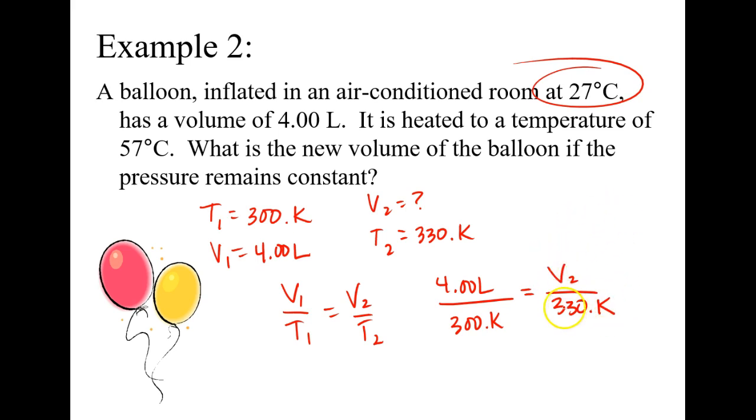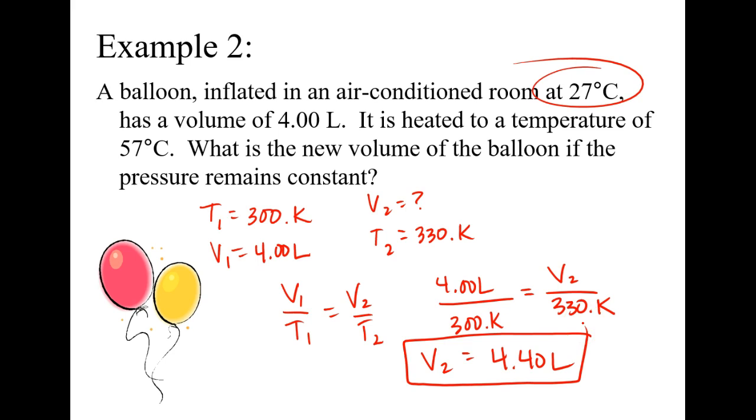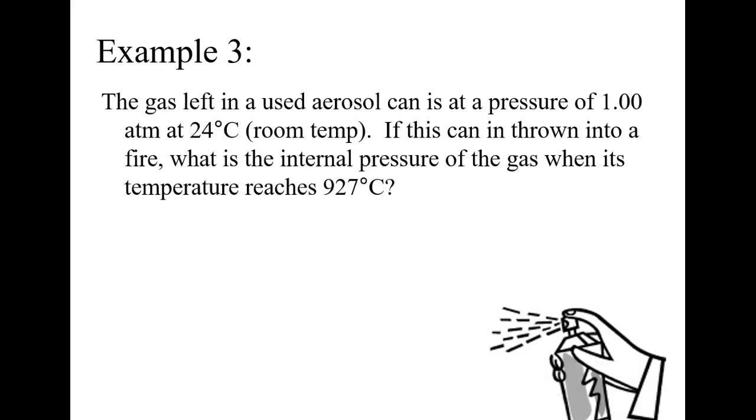If we're solving for V, it's cross multiply and divide. So V2 would be 4.40 liters. Again, temperature goes up, the molecules should move faster, and the amount of space they move within should expand. So we should see our volume increase.